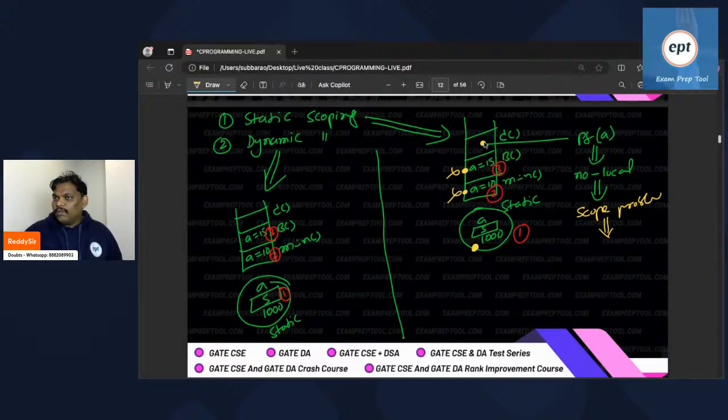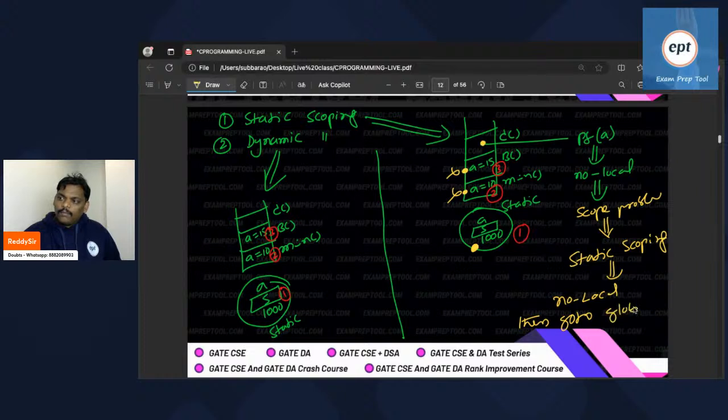If no local, according to static scoping, take global. Very simple terminology. If no local, according to static scoping, please go to global, because the global variable is created at compile time. Now I am going to static scoping. According to static scoping, no local, then go to global. Who is the global? Global is this. So 5 will be printed.